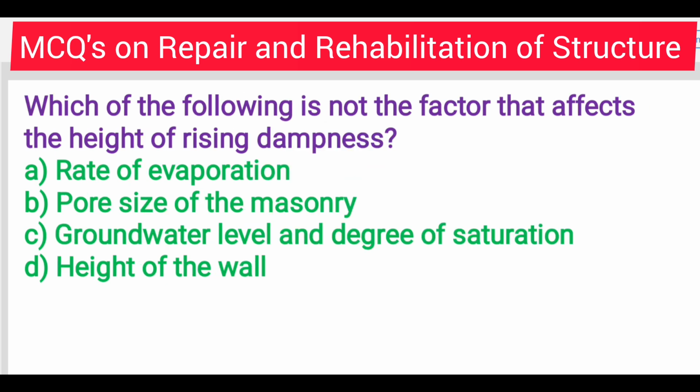Next question, which of the following is not the factor that affects the height of the rising dampness? Option A, rate of evaporation. Option B, pore size of the masonry. Option C, groundwater level and degree of saturation. Option D, height of the wall. So the correct answer is option D, height of the wall.